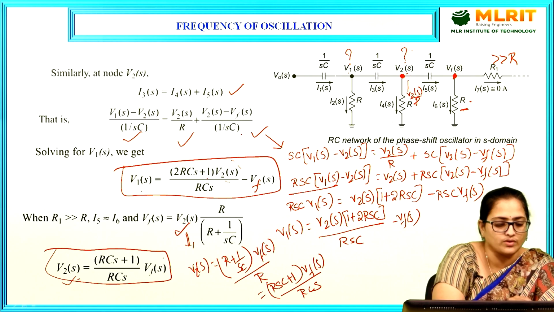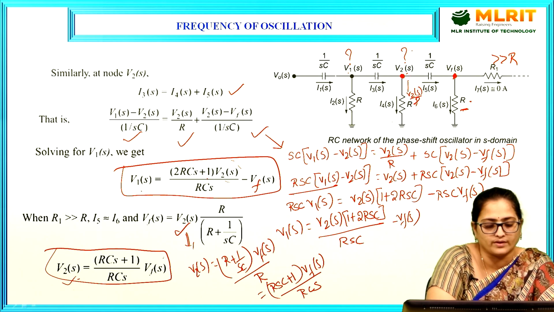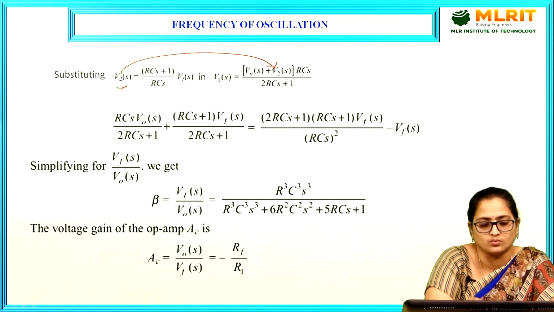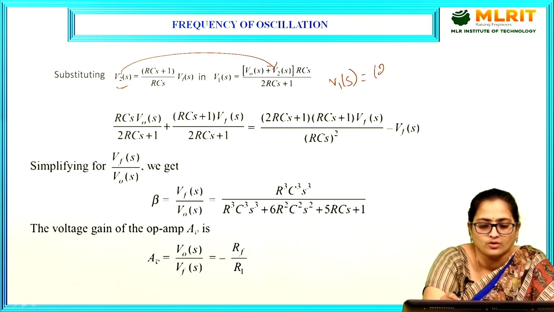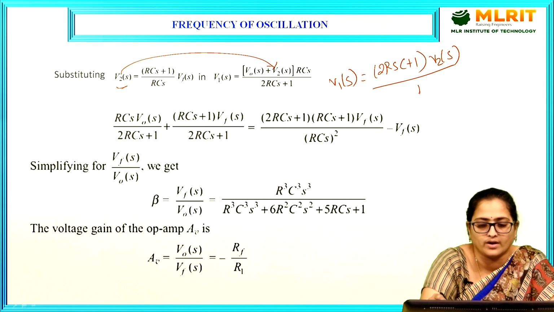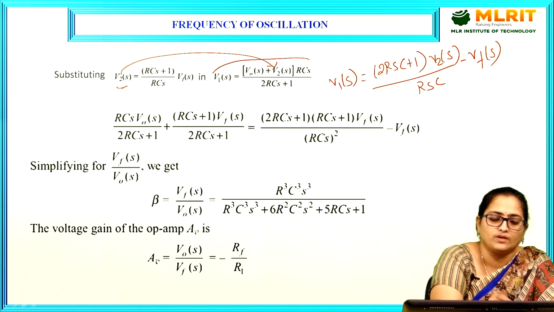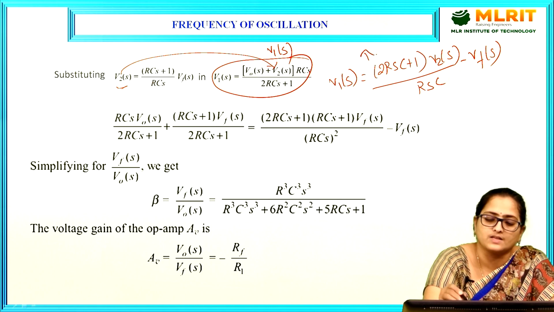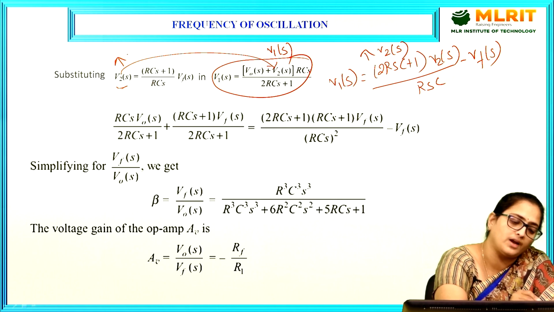will be equal to the voltage which we have determined here, 2 RSC plus 1 by V2 of S divided by RCS. So, substitute that equation here, that is 2 RSC plus 1. Another equation, V1 of S is equal to 2 RSC plus 1 into V2 of S divided by RSC minus Vf of S. This equation we have determined across the node V1 of S, and this expression we have determined across the node V2 of S, and this expression we have determined across the node Vf of S.